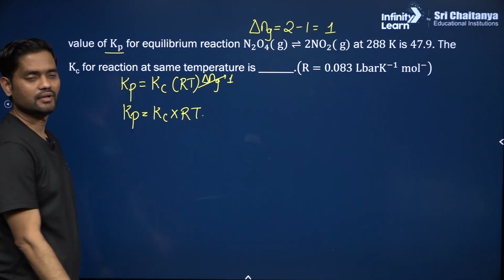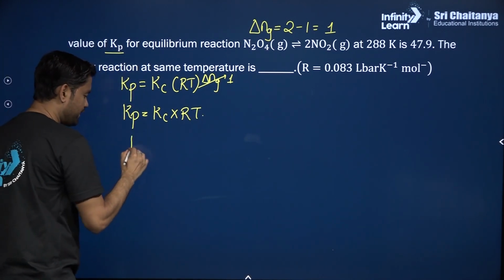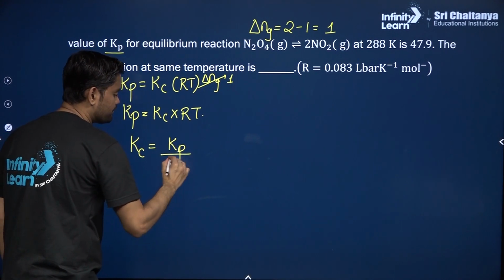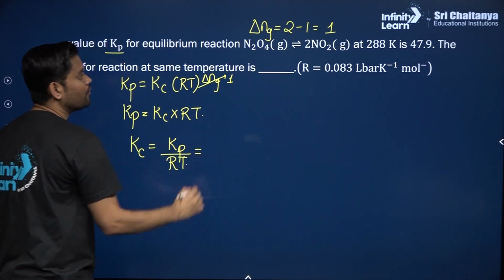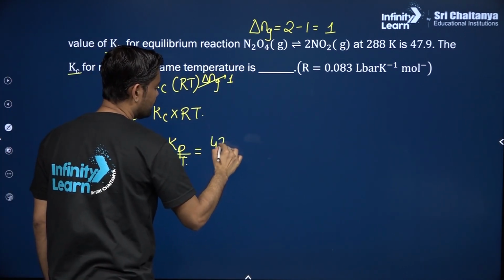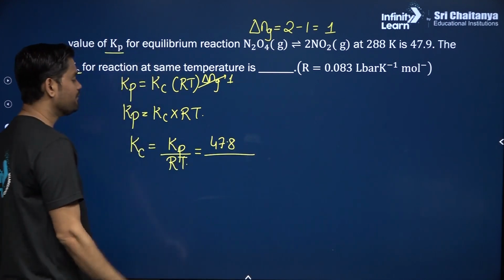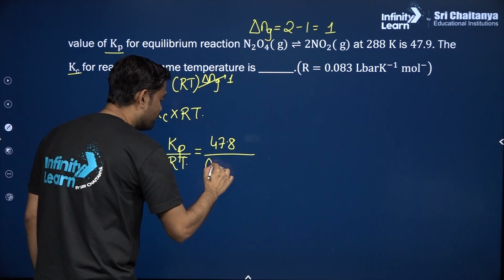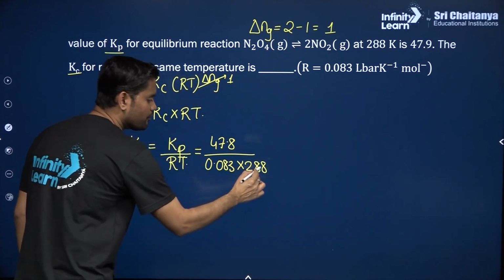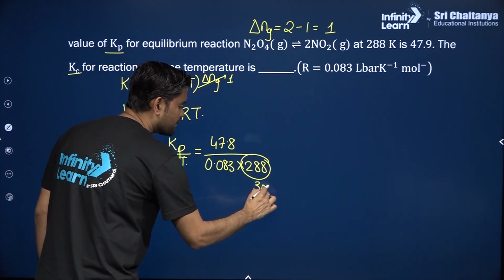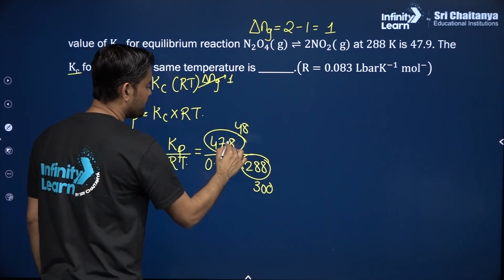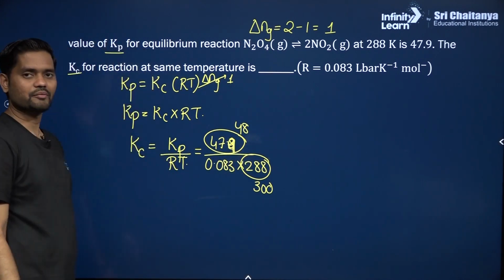That means Kp equal to Kc into RT. What they have asked is Kc for the reaction. So Kc is equal to Kp by RT. What is the Kp value? The Kp value that they have given for the reaction is 47.9, divided by the R value they have taken as 0.083 into 288 as the temperature. See what I am doing. I will consider this temperature as 300. I will consider this as 48. It is 47.9, extremely sorry, that is approximately 48.